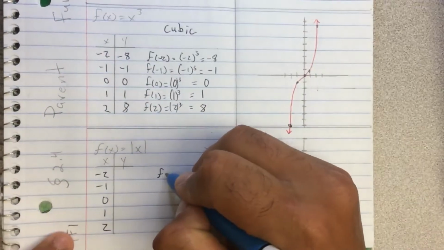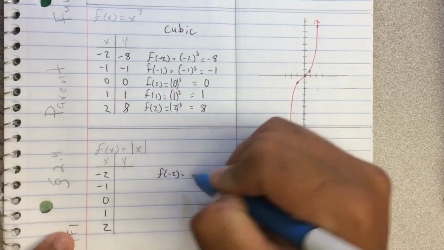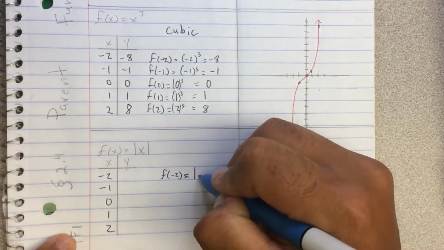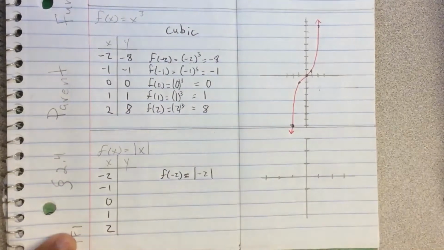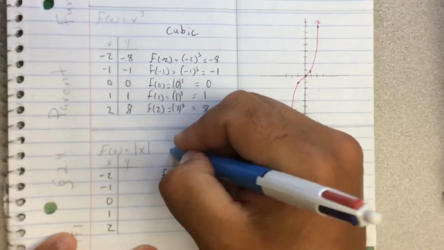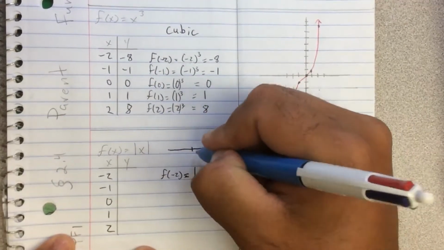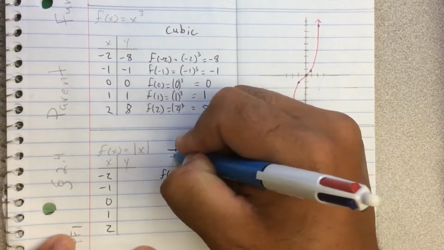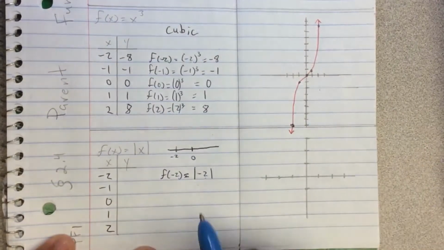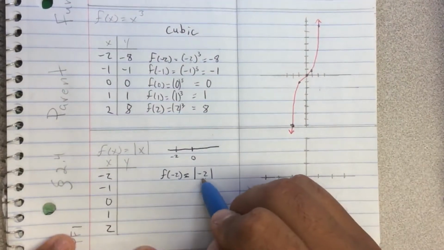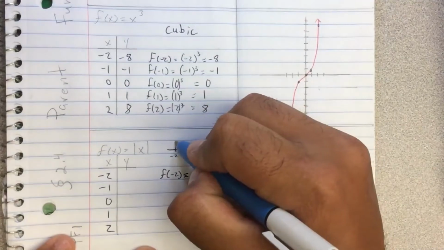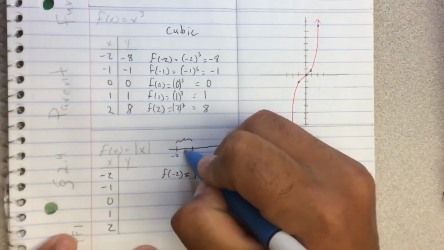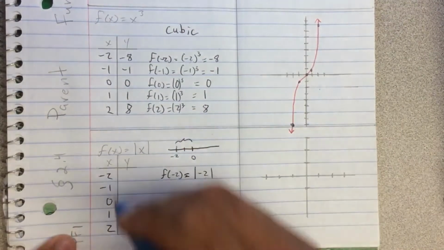And just in case you don't know what absolute value is, absolute value is basically the distance from 0. Okay, so if you look at the chart here, this is 0, and here is our -2. So it's looking for the distance from 0. So the distance from 0 is this distance here. And this is 2 units away.